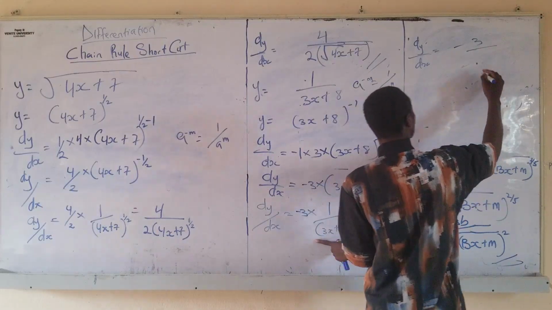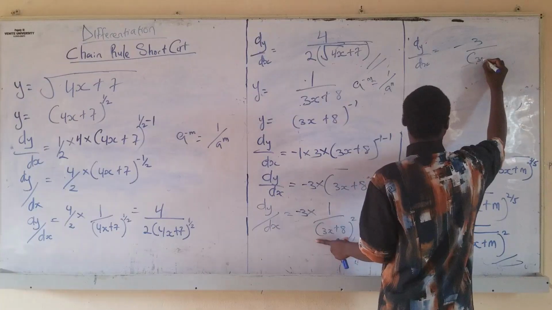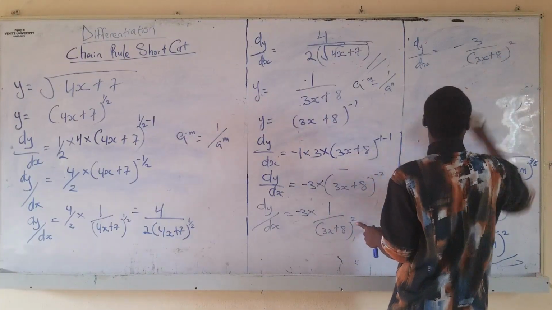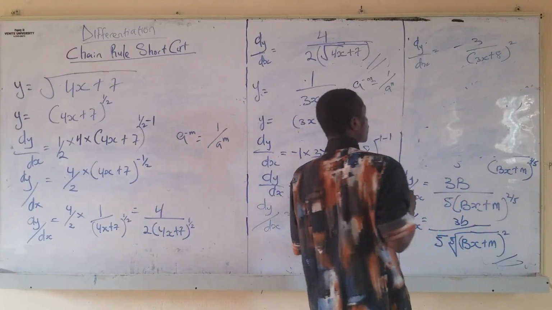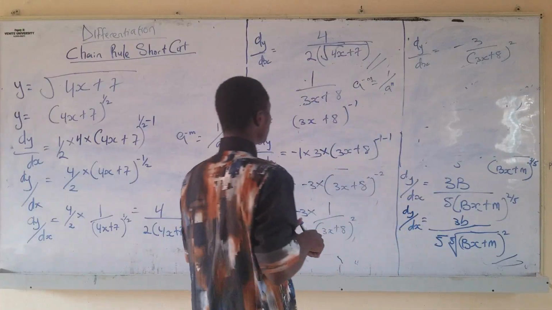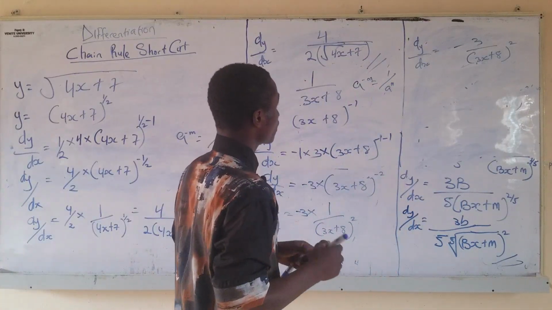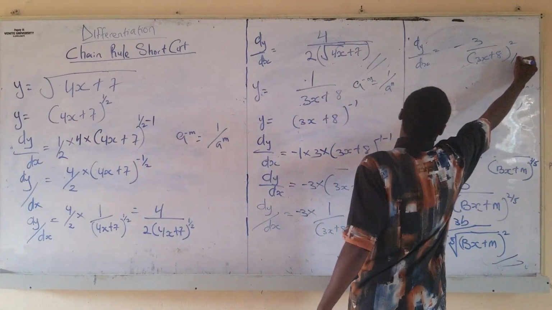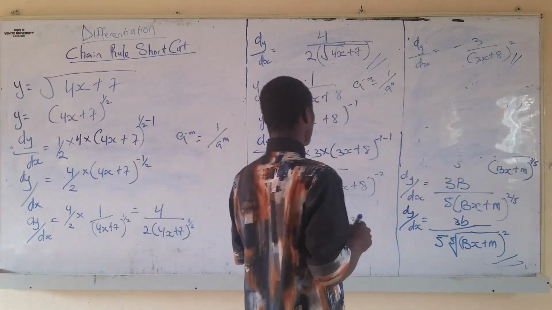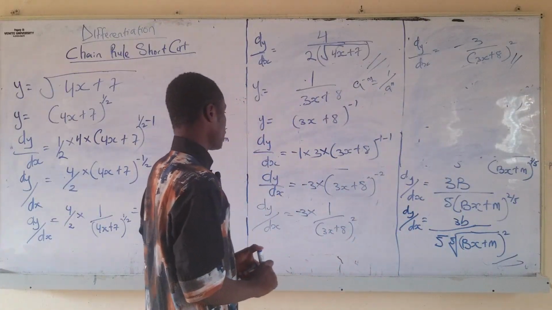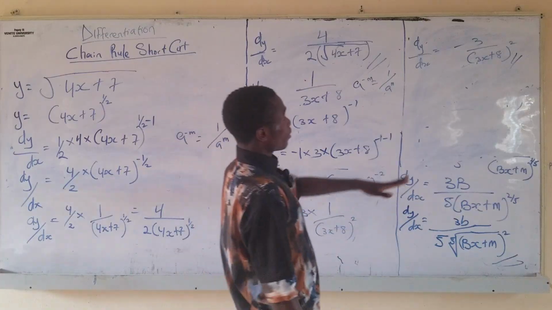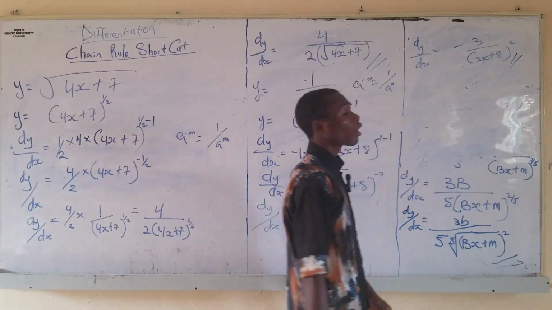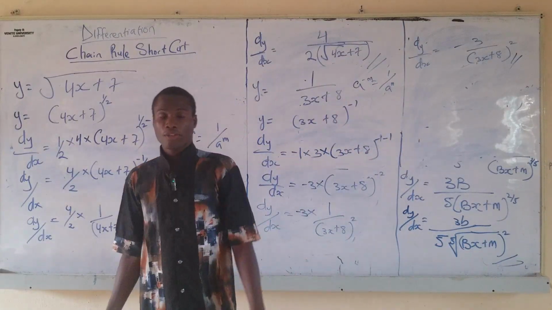We have (3x plus 8) raised to power 2. So now, getting to this point, this is our answer. The final answer now becomes minus 3 over (3x plus 8) raised to power 2.